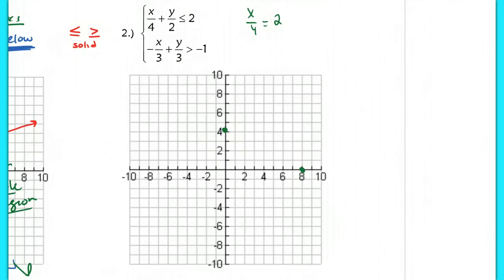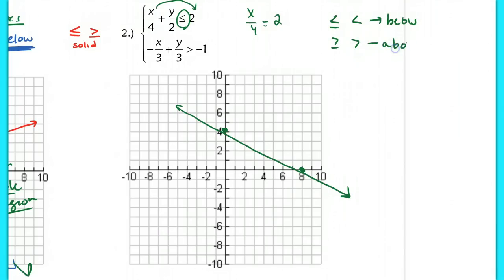Now when I graph this line, I'm going to do it solid, because that's a less than or equal to symbol, so I will have a solid line here. And I'm going to shade below. Now if I were to try to isolate this y, I'd only have to move this over to the other side, which doesn't flip the sign at all, so this is going to be a less than or equal to. Remember, for a less than or equal to or less than symbol, you're going to shade below the line. For a greater than or equal to or greater than symbol, you'll shade above the line.